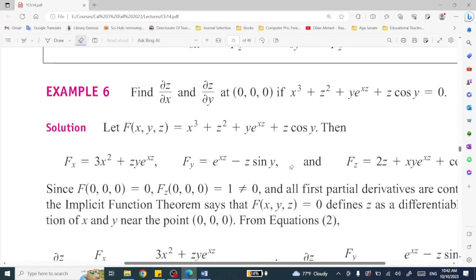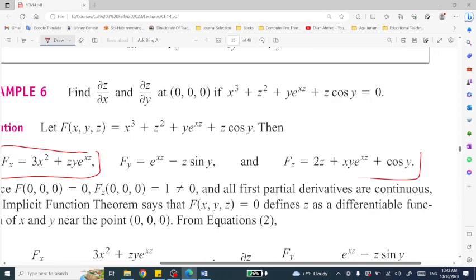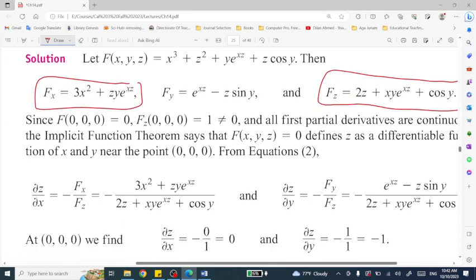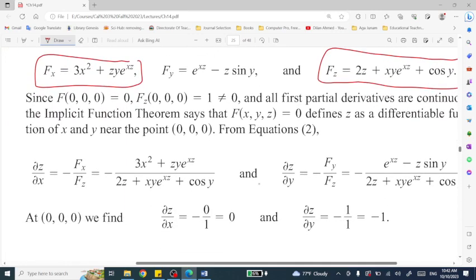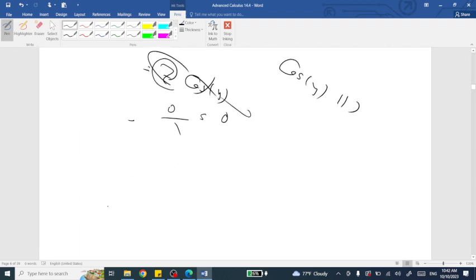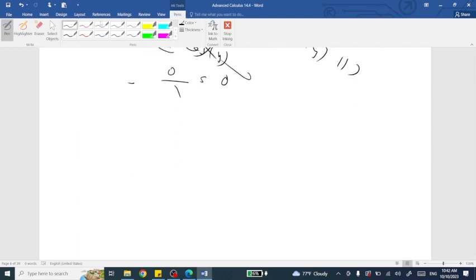Anything else? So minus 0 over 1, that is 0. Yalla, tell me about finding what?